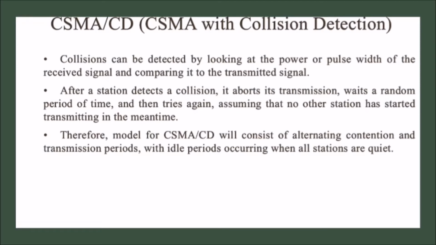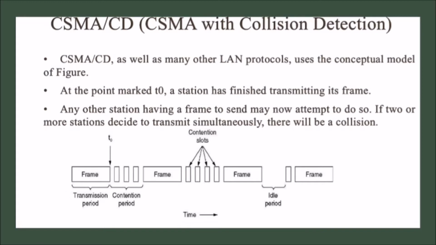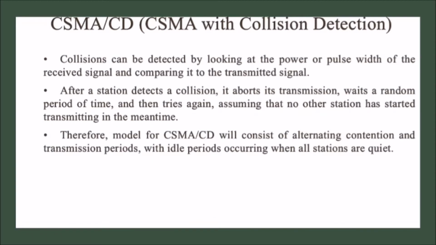So after a station detects that a collision has occurred, it aborts its transmission and waits for a random amount of time. Therefore, the model for CSMA/CD consists of alternating contention and transmission periods, with idle periods occurring when all stations are quiet. So these are the transmission period, contention period, again frame transmission, then again an idle period. This is what happens in this protocol. That is all about CSMA with collision detection.